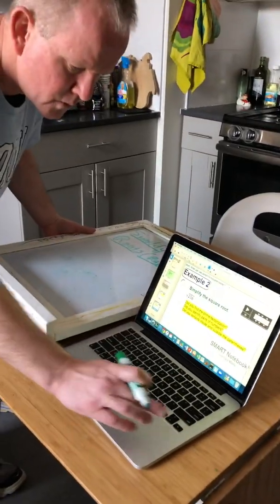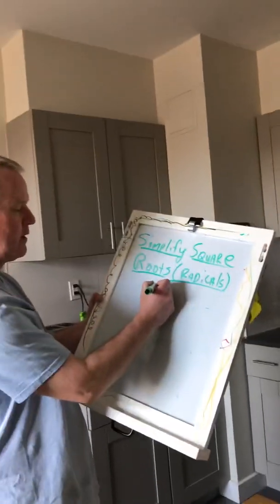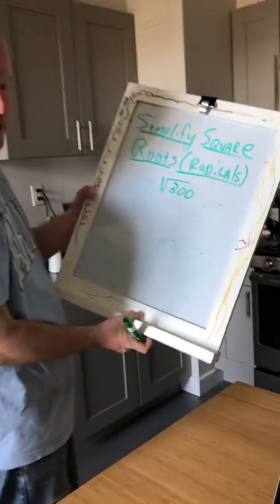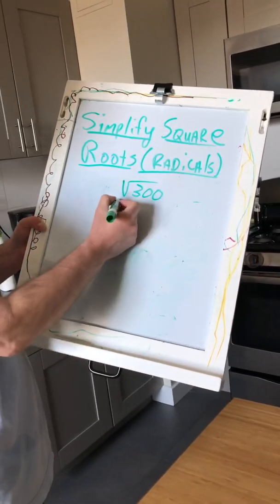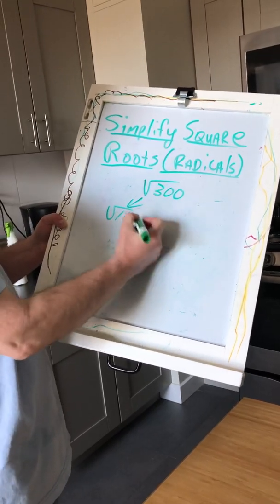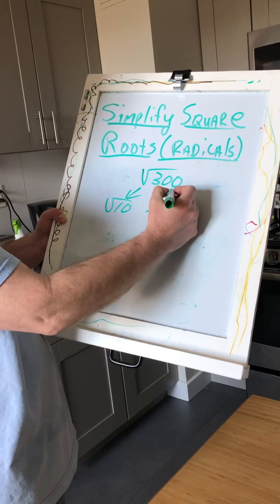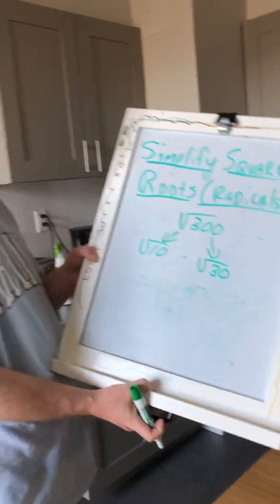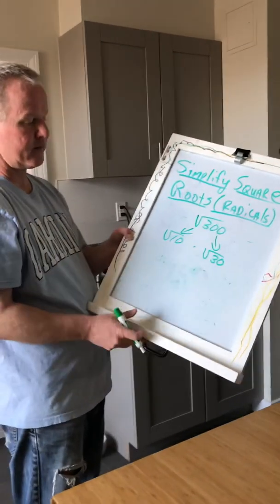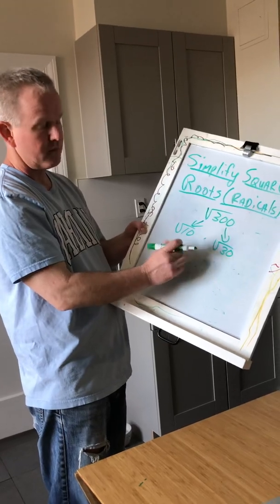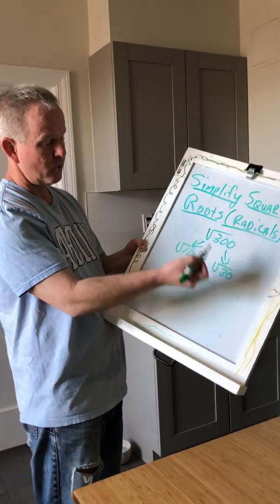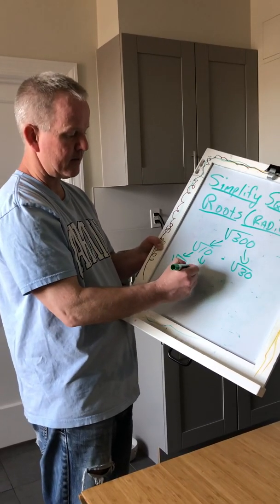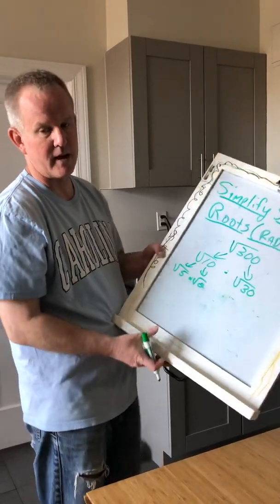All right, let's do square root of 300. Okay, well that's fine. I can break that down into what? I can say square root of 10 times the square root of 30. 10 times 30 is 300. Neither of these numbers are primes. Multiple factors of 10. One set of factors is 5 and 2.